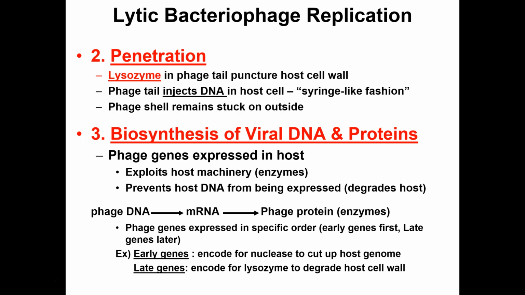So a great example of an early gene: one that produces nucleases. Okay, nucleases are enzymes that chew up DNA. To defend itself from the host, the virus will chew up the host chromosome. Right? Chew into pieces so the host can't defend itself. Okay, you need those nucleases to do that right away.